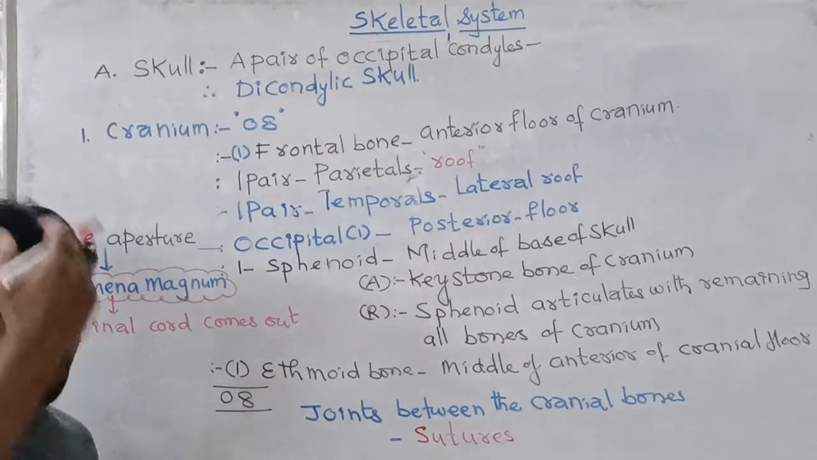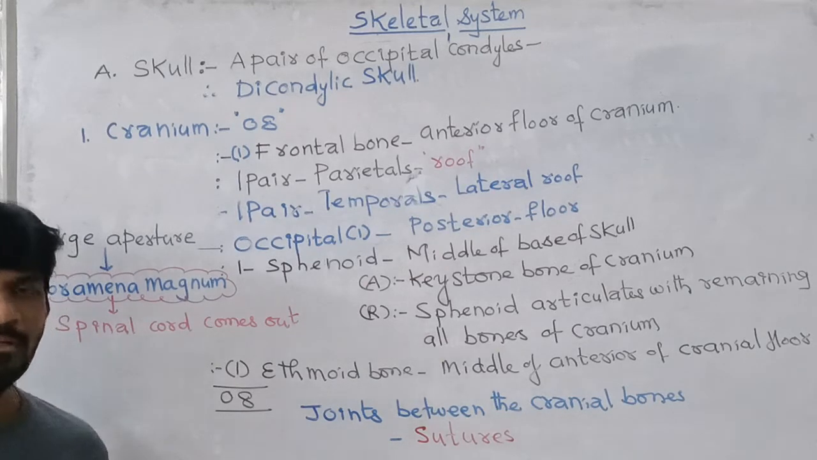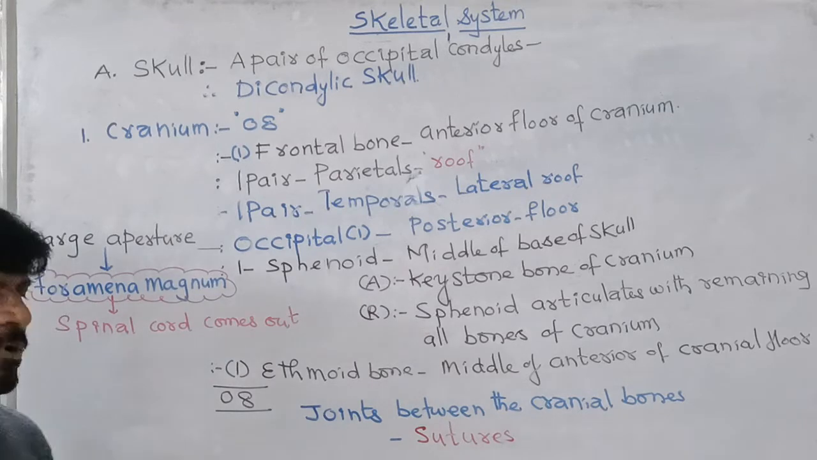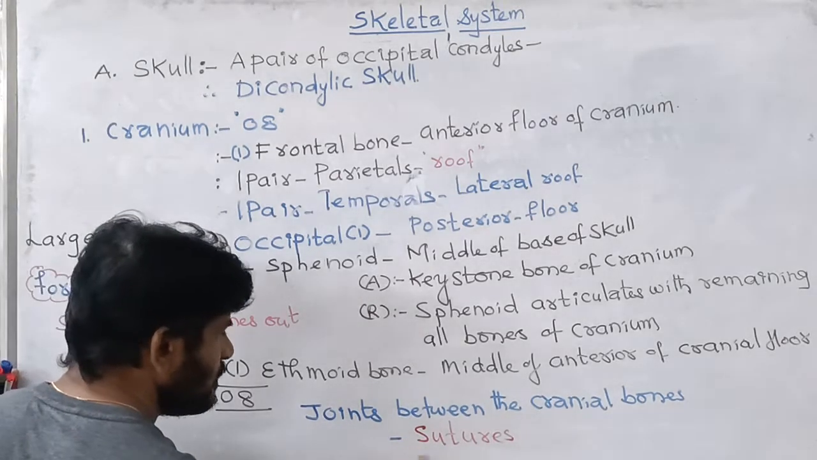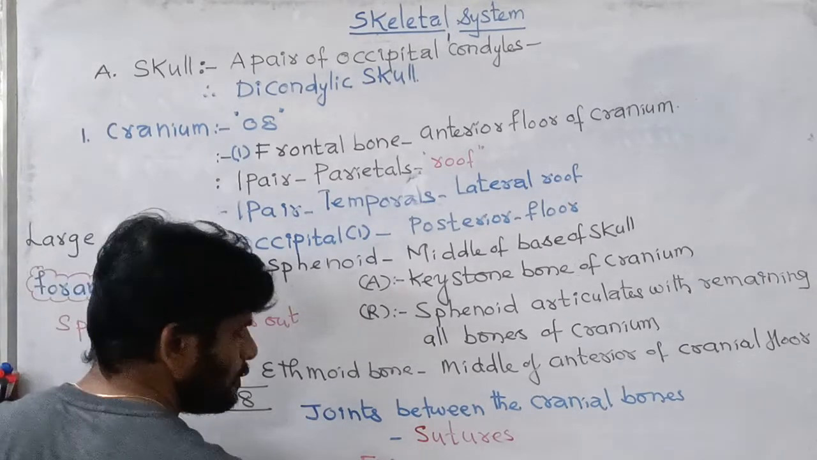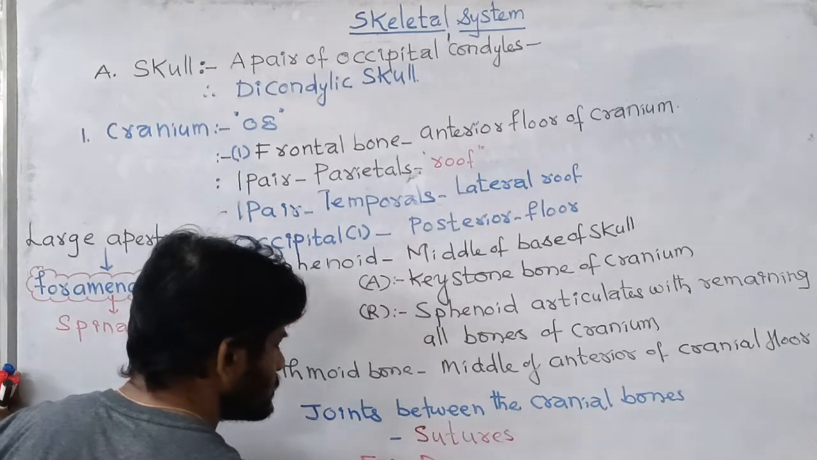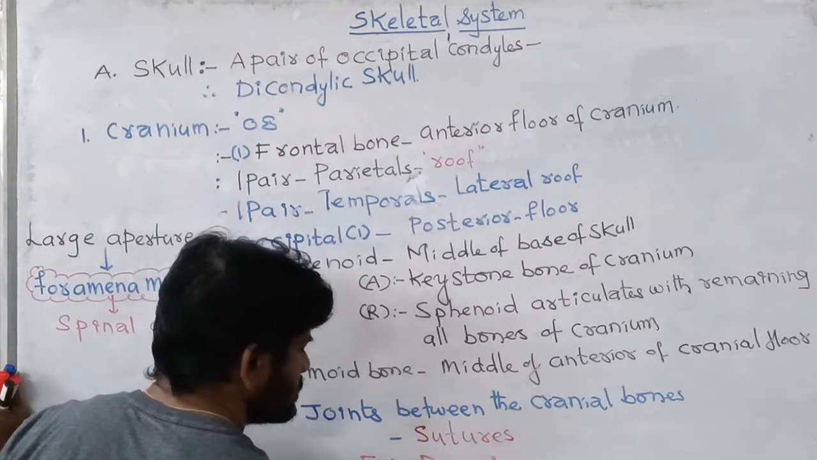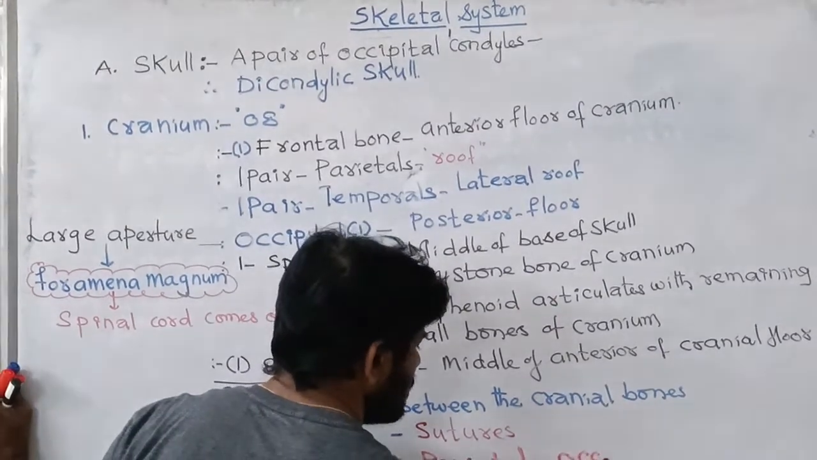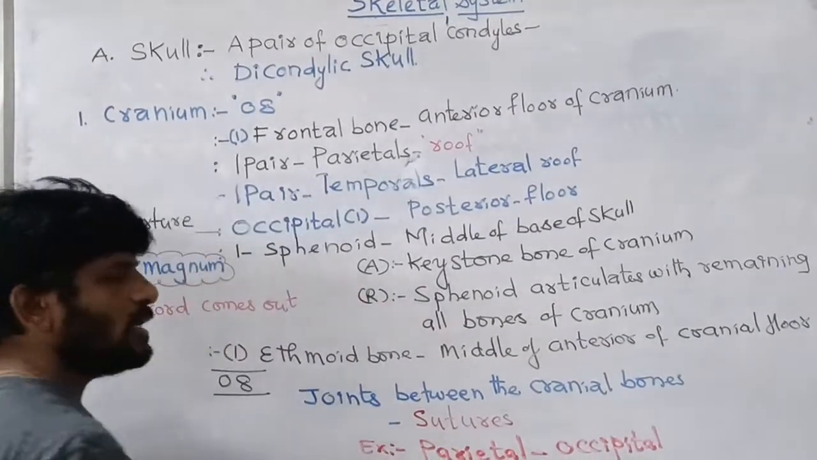But the suture is a faint line between two bones. It is an immobile joint. It is a synarthrosis. Synarthrosis means completely not movable. For example, of the sutures, between the parietal bone and the occipital bone, between the parietal and occipital bone.